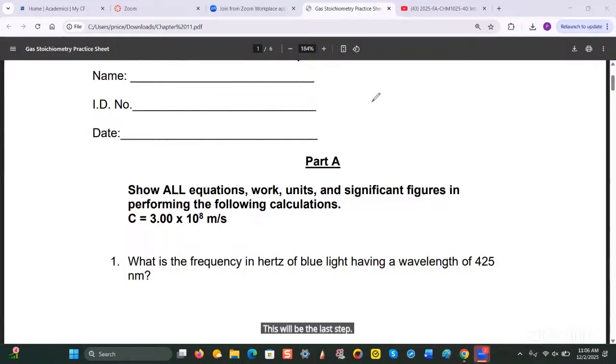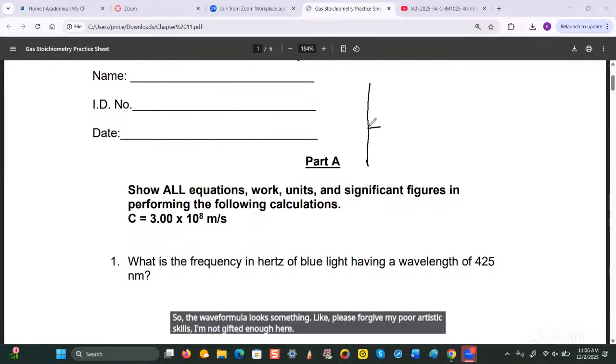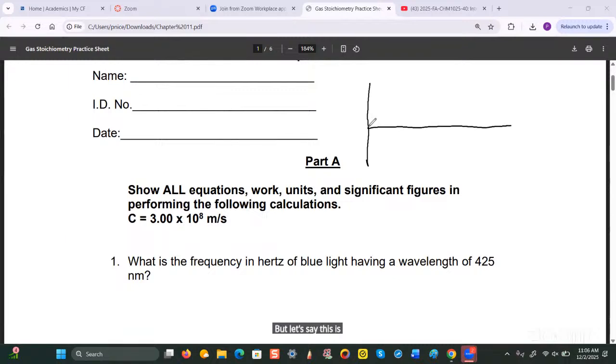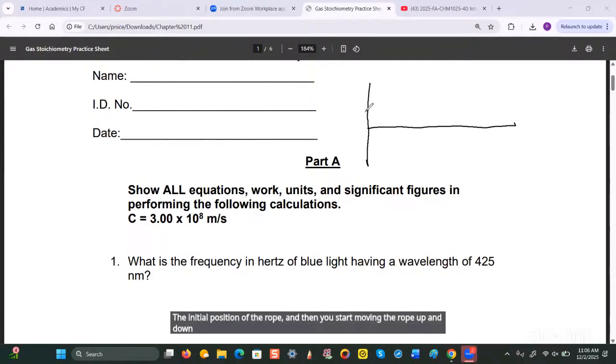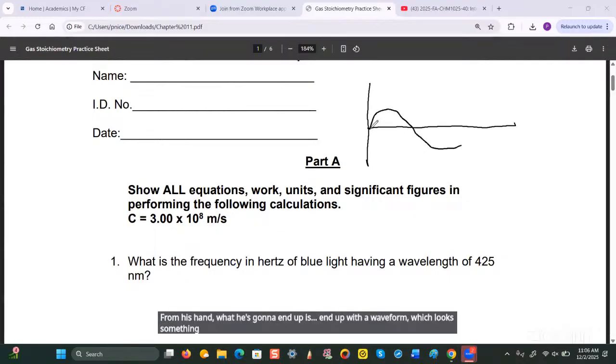Okay, so let me get my something in order here. So the waveform will look something like this. And please forgive my poor artistic skills. I'm not gifted in that here. But let's say this is a line which represents the initial position of the rope, and then you start moving the rope up and down. If you're holding it from this end, what you're going to end up with is a waveform which looks something like this. All right.